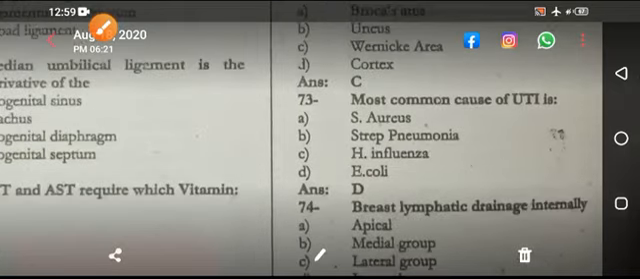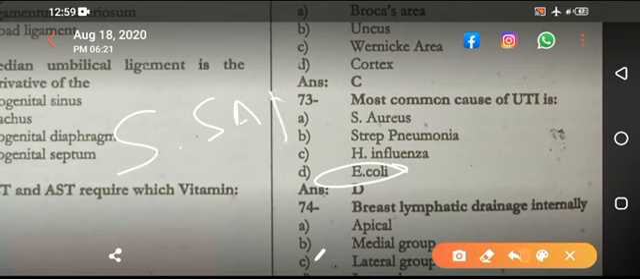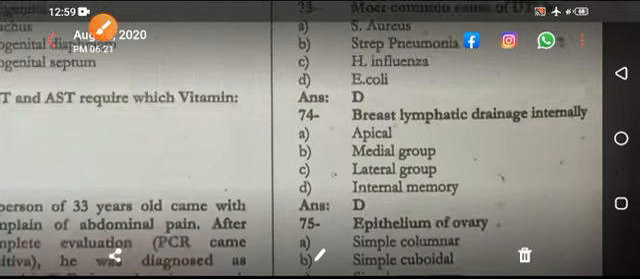Coming next, most common cause of a UTI. This is actually E. coli, but if asked in a sexually active woman, that is Staphylococcus saprophyticus. So there is a famous MCQ. A woman from honeymoon comes to you. So she's recently married and she came to you after honeymoon and she's having UTI. What is the cause? Staphylococcus saprophyticus.